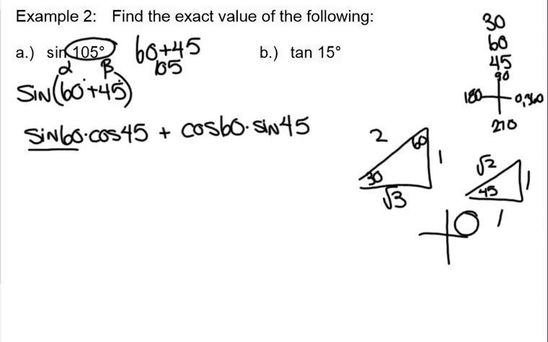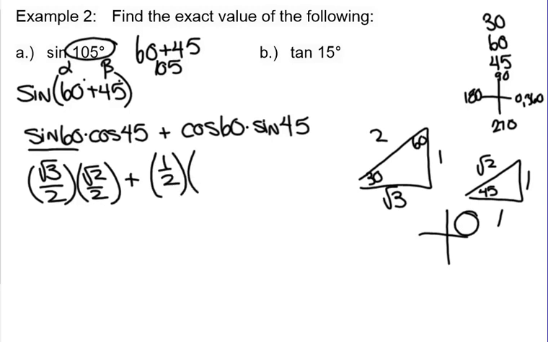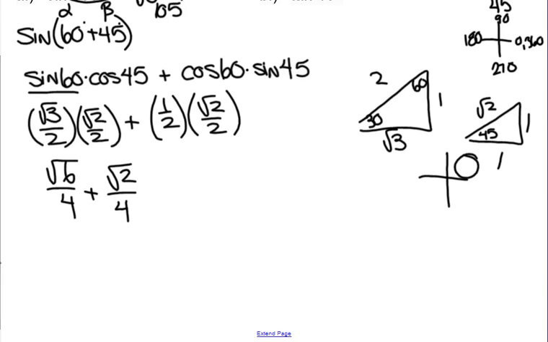So sine of 60 is root of 3 over 2 times cosine of 45, which is root of 2 over 2, plus cosine of 60, which is 1/2, and sine of 45 is root of 2 over 2. So this gives us root of 6 over 4 plus root of 2 over 4, which, because remember, when we add radicals, they have to have the same radicand. They're not the same. So this would just be root of 6 plus root of 2 over 4.